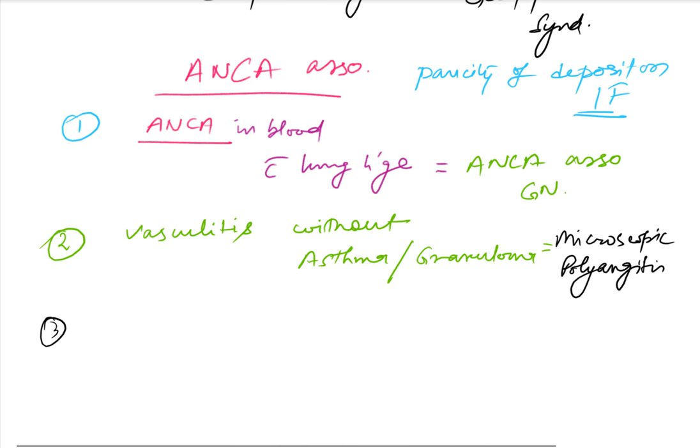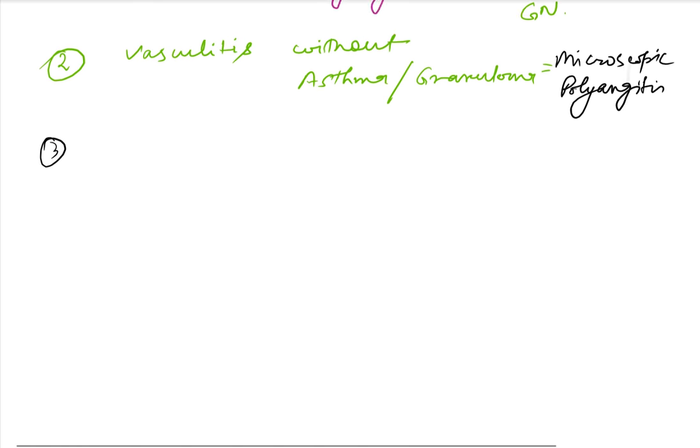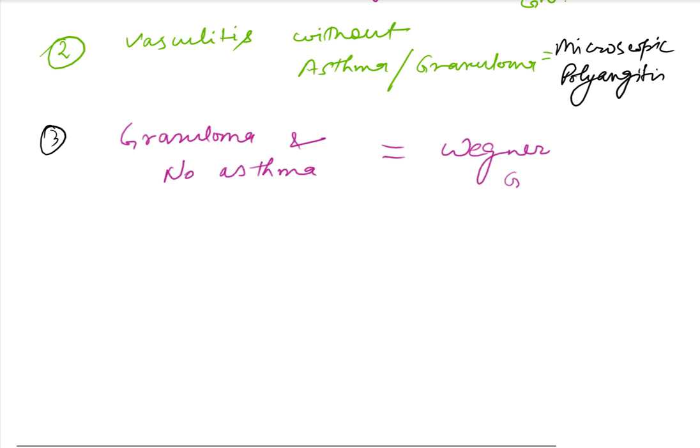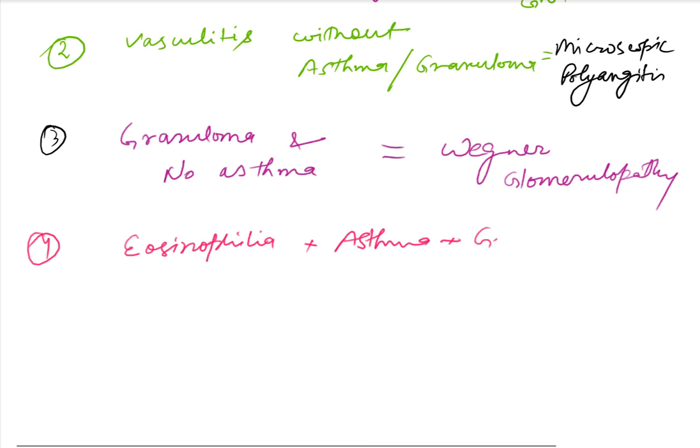In third case, if we get granuloma and no asthma is associated, we are dealing with Wegener's granulomatosis. And if there is eosinophilia along with asthma along with granuloma, we are dealing with Churg-Strauss syndrome.